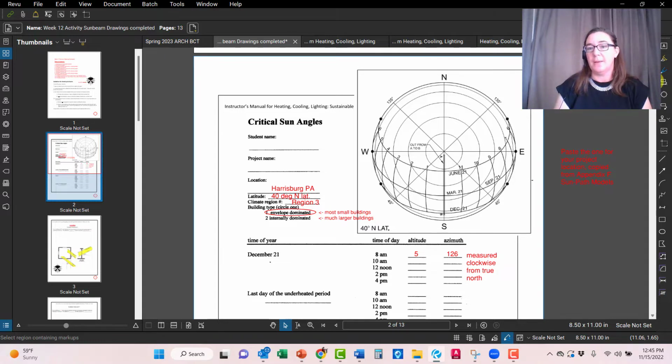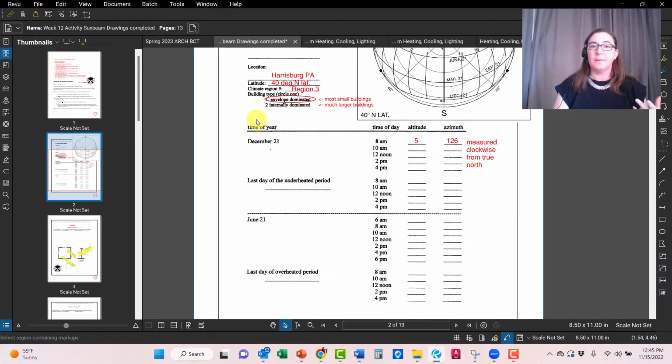So let's slide down. And next, this table here is asking you for a lot of those sunbeam data, right? For December 21st, the winter solstice, and June 21st, the summer solstice. We're asking for different times of day and the altitude and azimuth. Now, the easiest way to do this is with that solar calculator that I just showed you. Let's take a look.